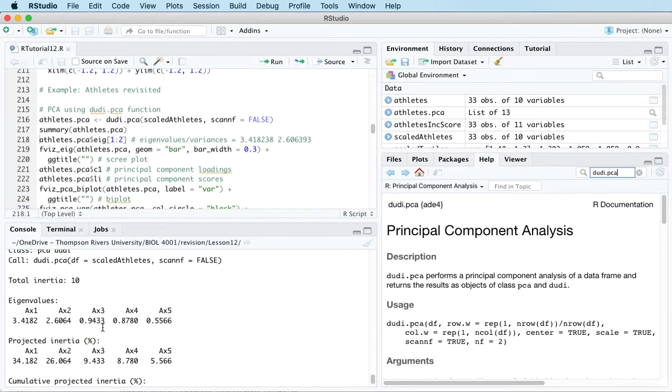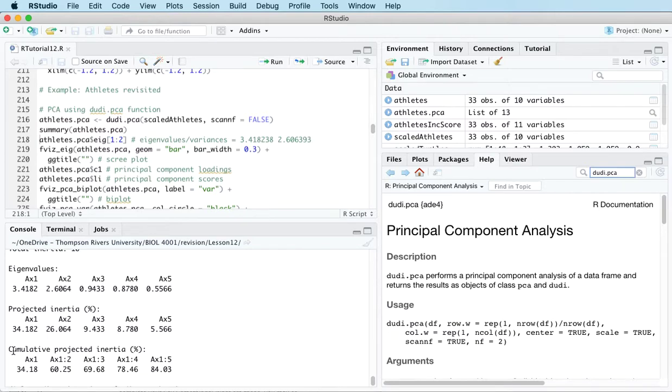What I want to look at here is what it's calling the cumulative projected inertia. This is what we described in the last video as the cumulative proportion of variance explained by each component. The first component explains 34%. The second component explains 26%, and if I add 34 and 26, I get 60. So the first two components are able to explain 60% of the variance in the data. That's not too shabby.